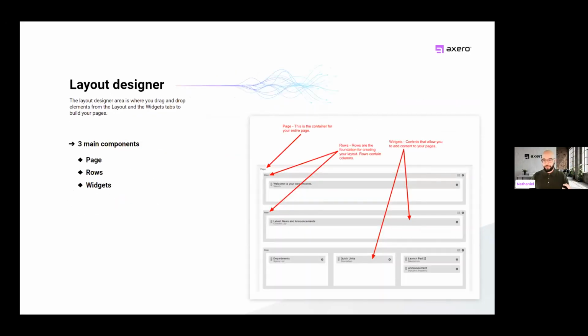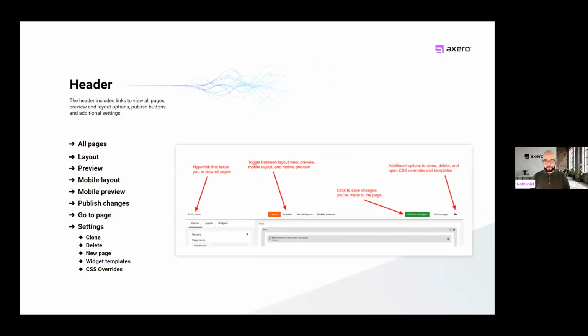So the layout designer, that's going to be your canvas. It's going to have a few different sections. You're going to have the page, and then in the page, you'll have those rows that you're going to drag and drop over, and then the widgets go inside the rows. You can also nest rows in each other. So I'm going to show you that. If you need to further subdivide a row into additional columns, you can do that as well.